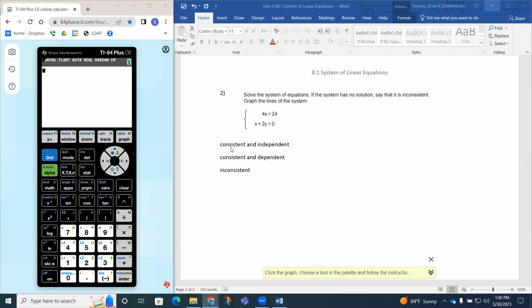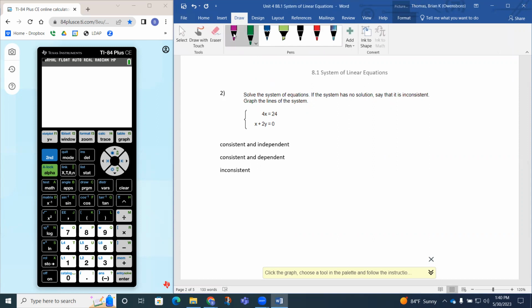So again, consistent and independent means there is a solution, and that solution is going to be described by an ordered pair. There's going to be an x coordinate and a y coordinate. So x is going to equal something, and y is going to equal something. Consistent and dependent means there's infinitely many solutions. So the solution there is just going to be the equation of the line. And then inconsistent means the two lines are parallel, which means there's no solutions in common.